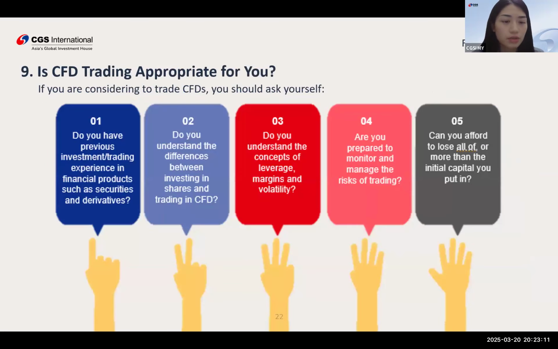Okay, next. If you are still considering trading CFD, you can ask yourself these questions. Do you have previous investment or trading experience in financial products such as securities and derivatives? Do you understand the difference between investing in shares and trading in CFD? Do you understand the concept of leverage, margin, and volatility? Are you prepared to monitor and manage the risk of trading? And also, can you afford to lose all of it or more than the initial capital that you put in? If your answers are yes to all of these, then CFD is considered appropriate for you.